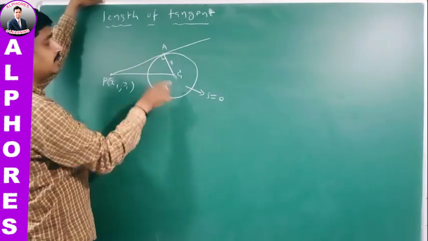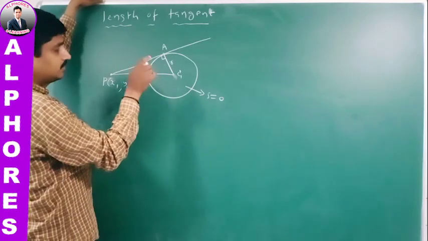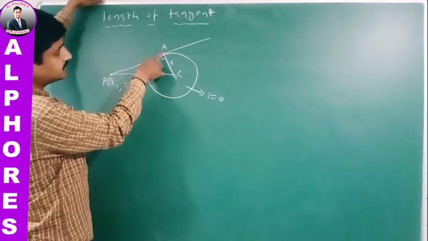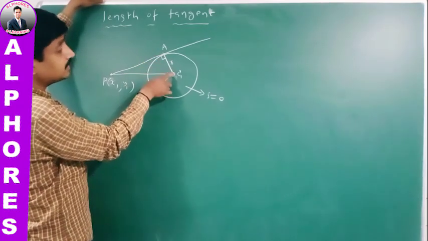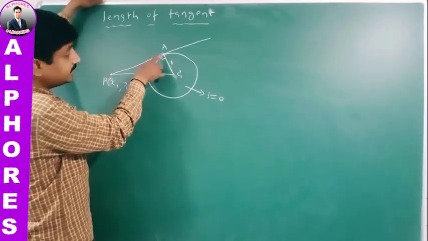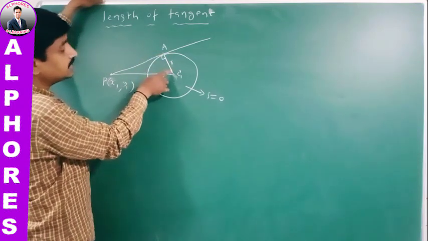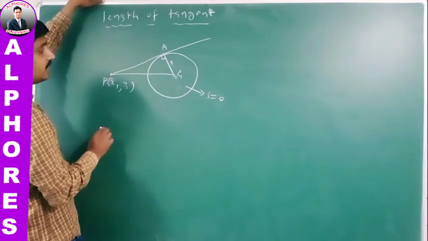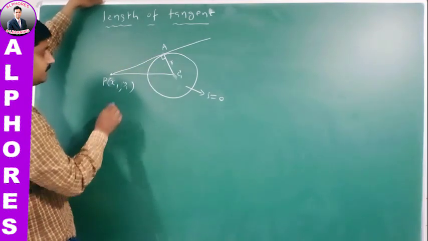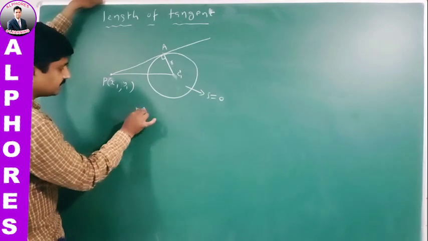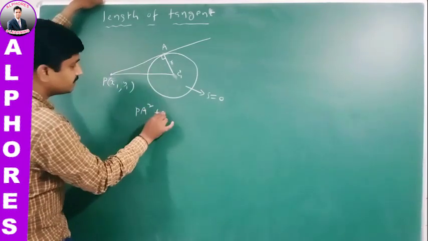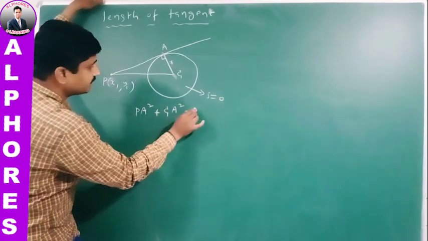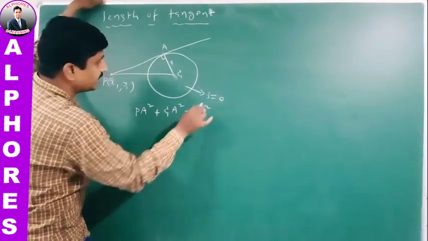For the circle, the normal always passes through the center of the circle. This length is called the radius of the circle. This line is called the normal of the circle. Over here these two are perpendicular. According to the Pythagoras property, PA square plus CA square equals CP square.